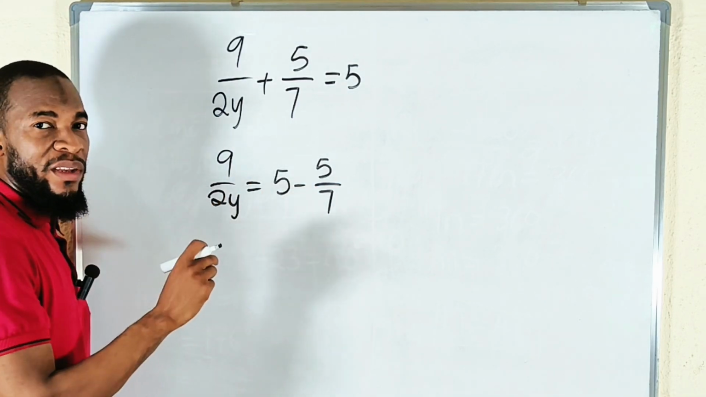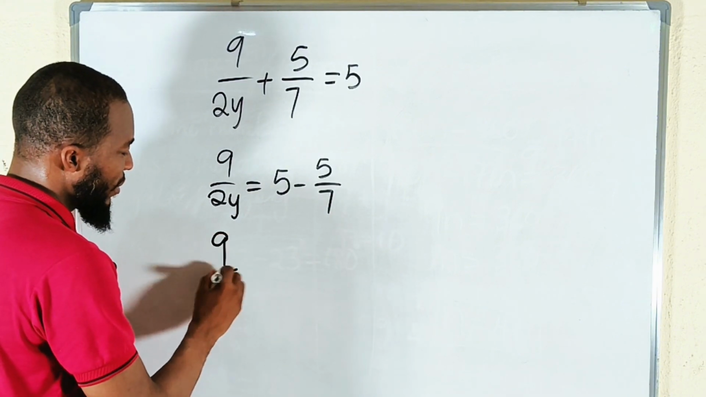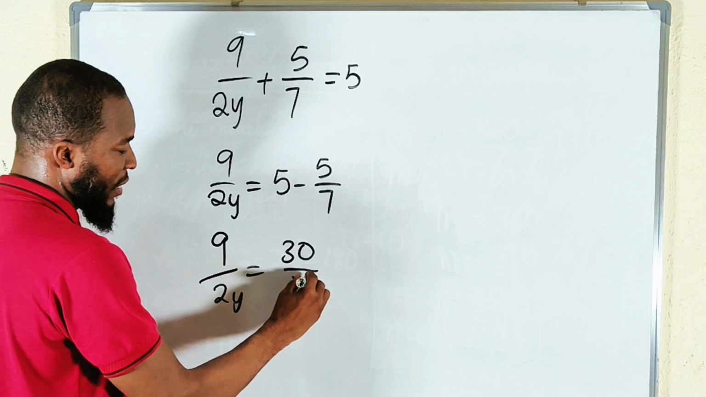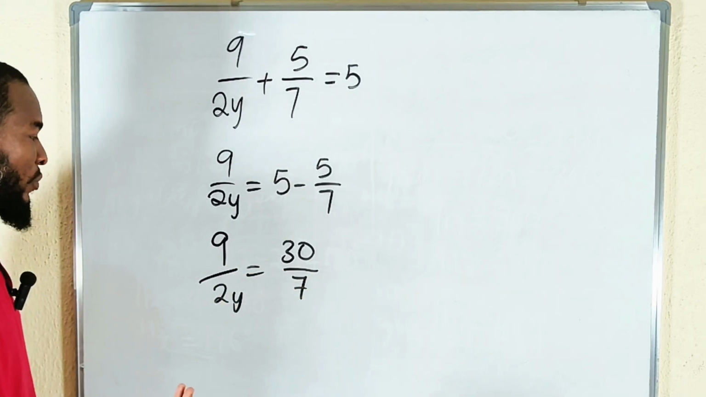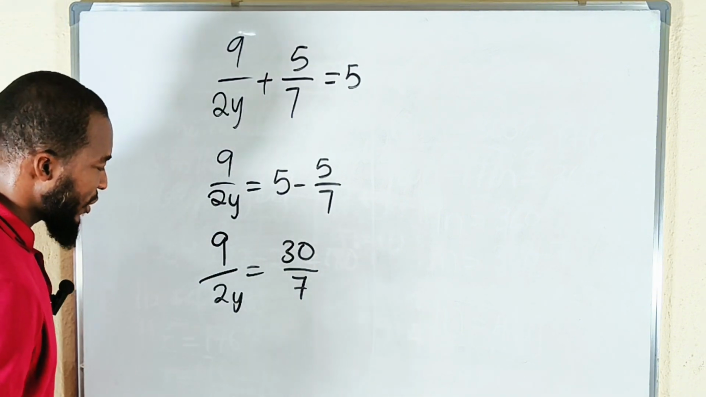7 times 5 is 35. 35 minus 5 is 30. So to the right hand side we only have 30 divided by 7. So from here, if you like, you can cross multiply, right? But yeah, let's just cross multiply.